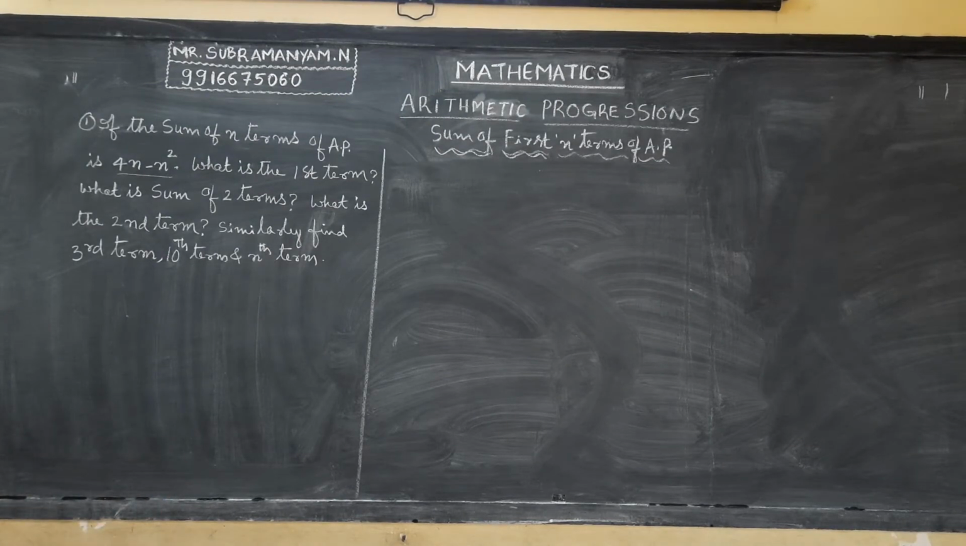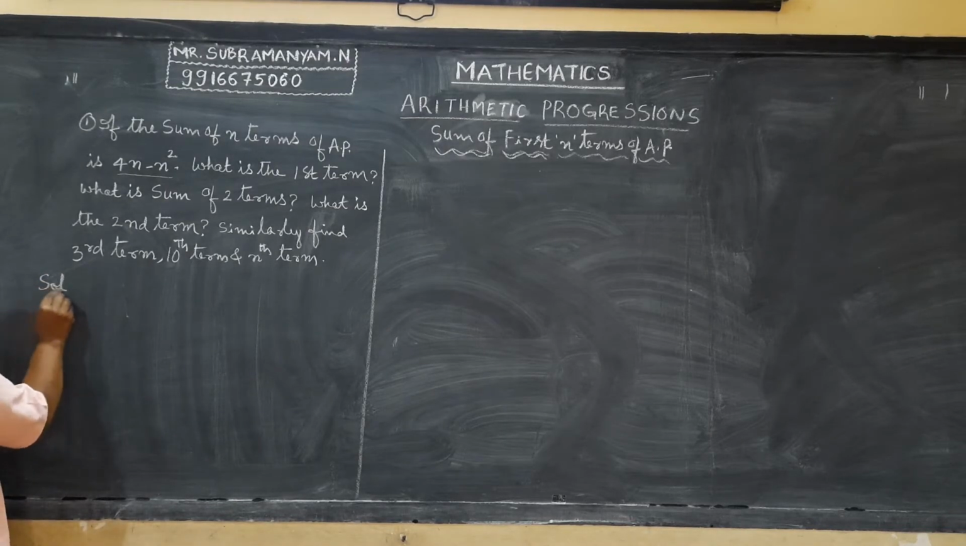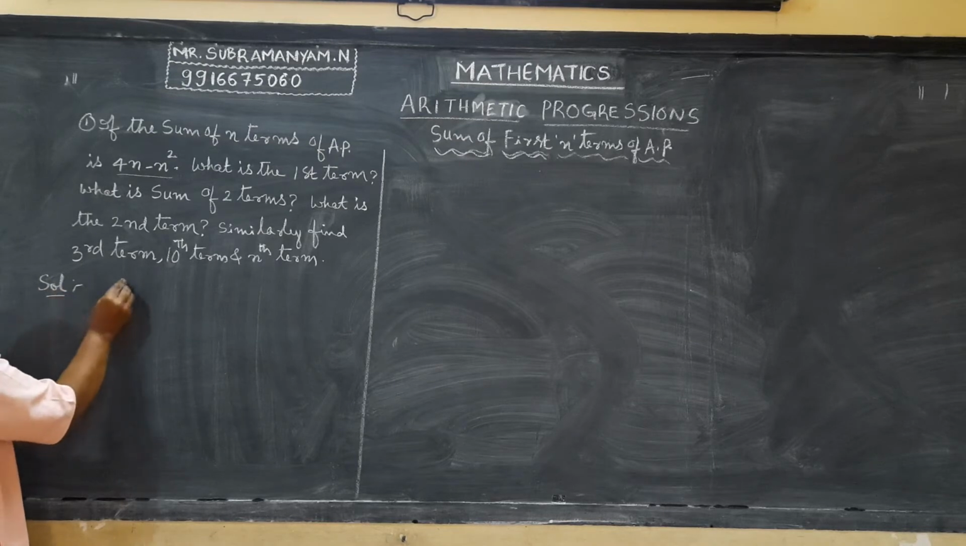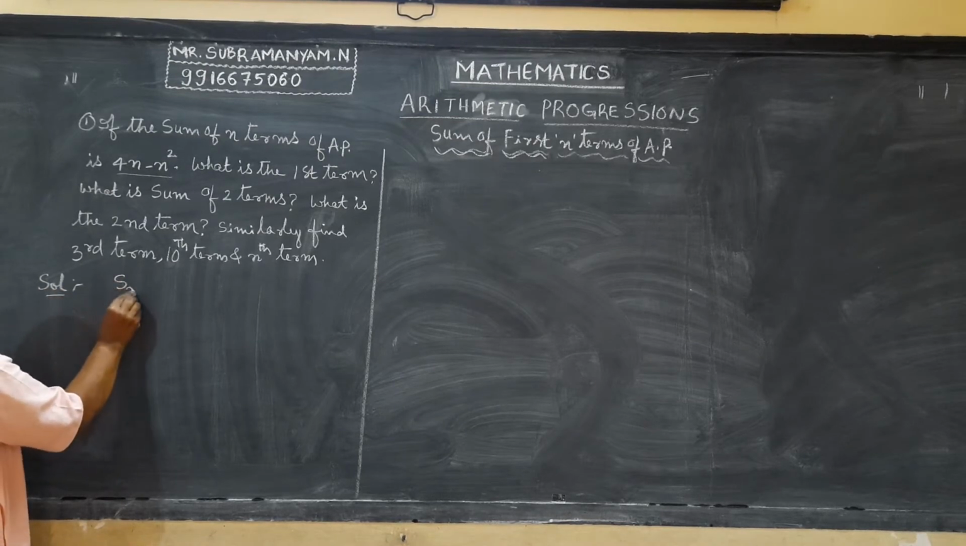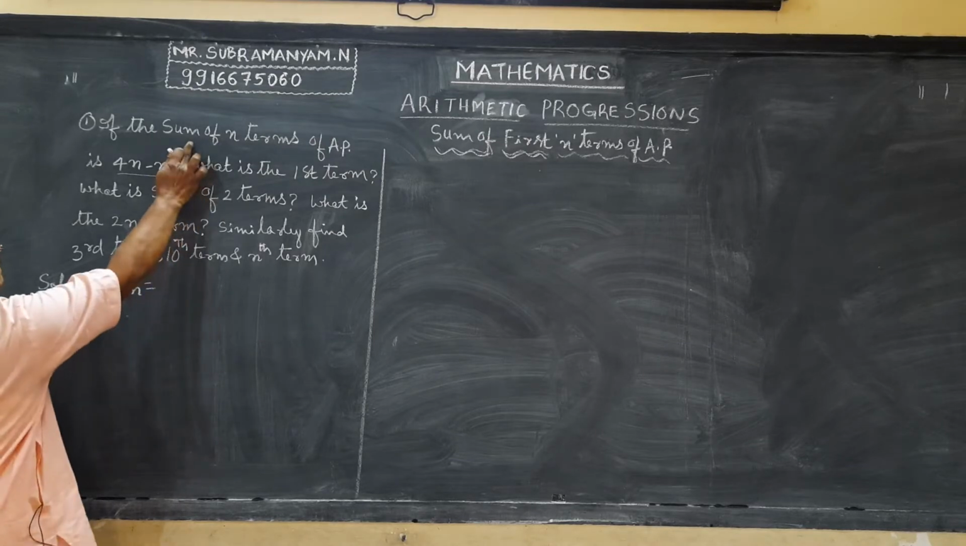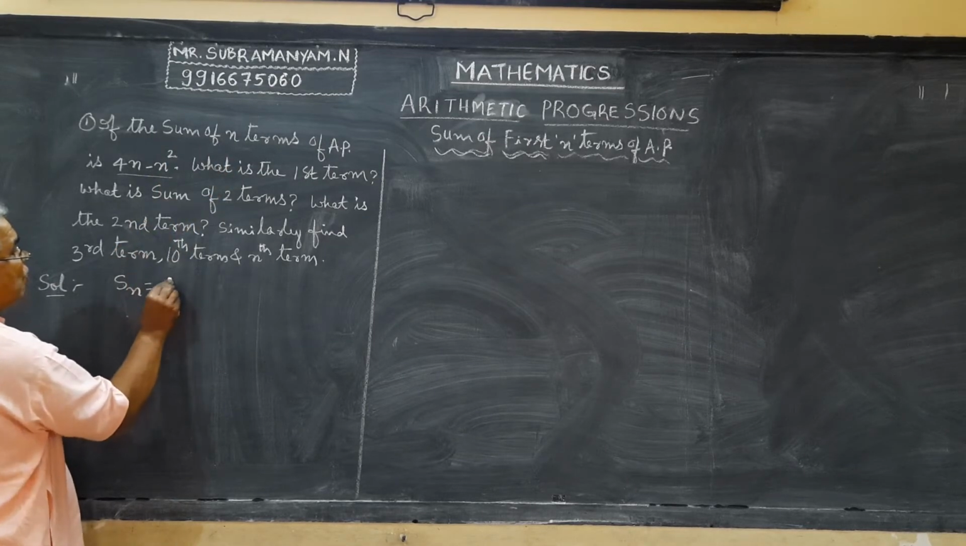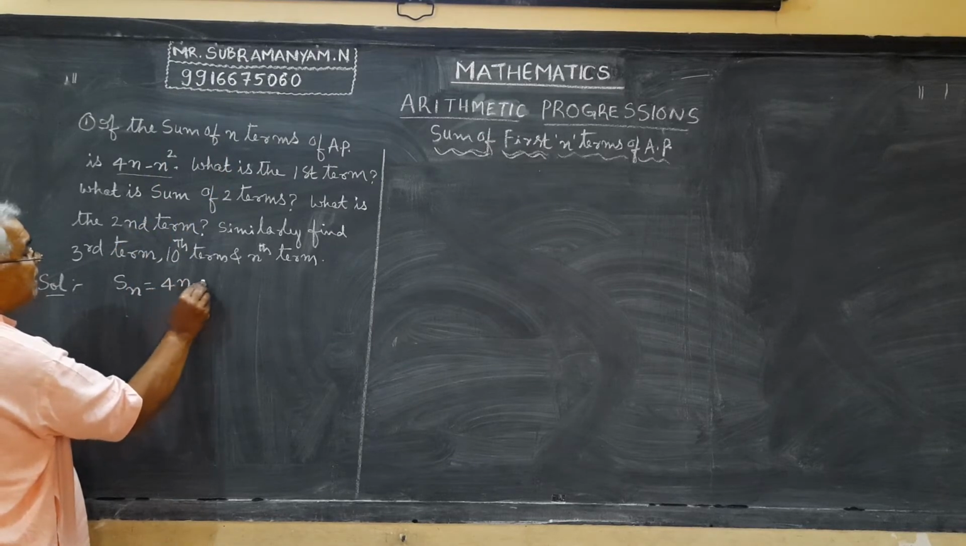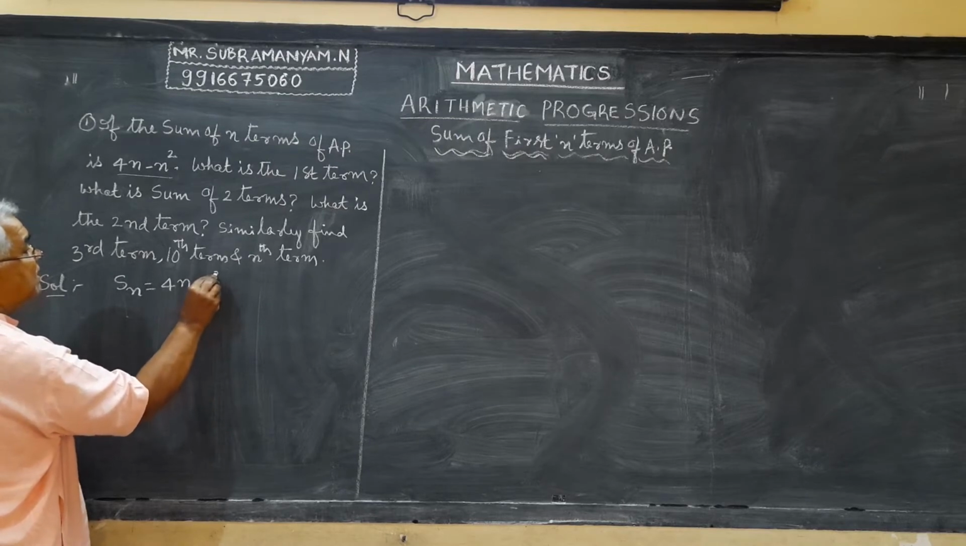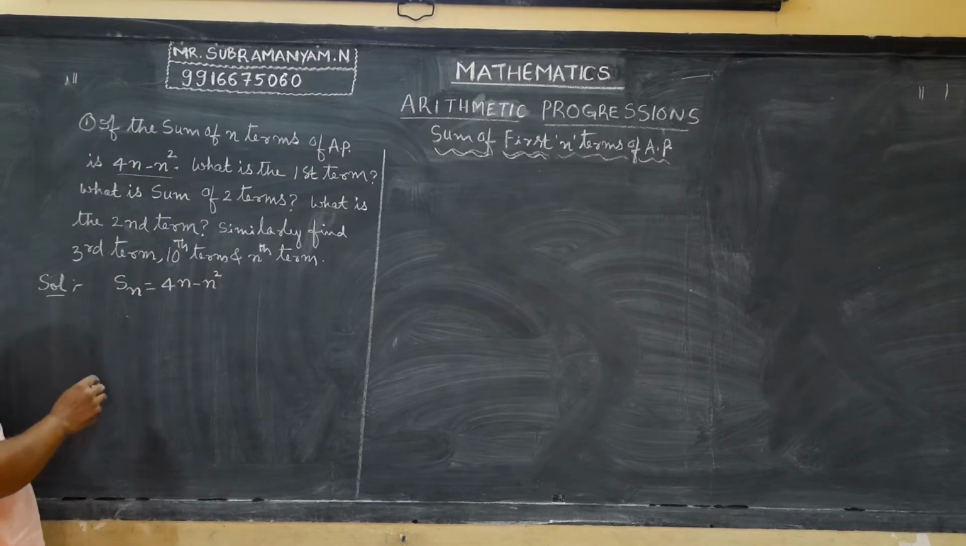So, first they have given the sum to n terms of the AP is 4n minus n square. Sum to n terms. So, let us solve now. Sn, the sum to n terms, is 4n minus n square. This is the formula they have given.